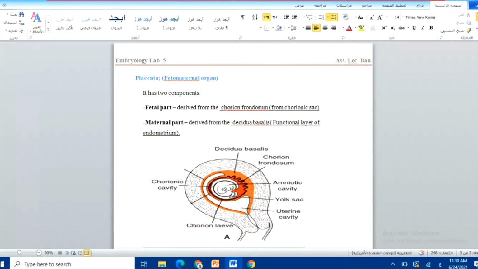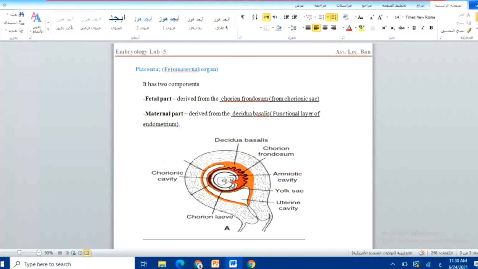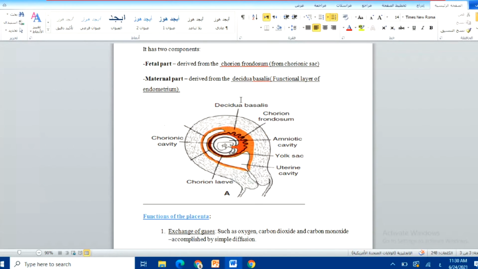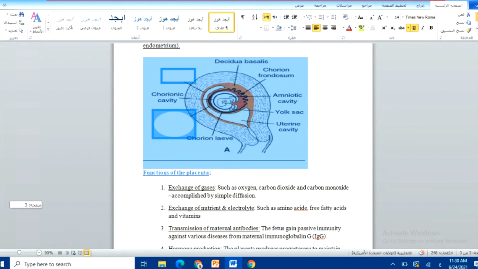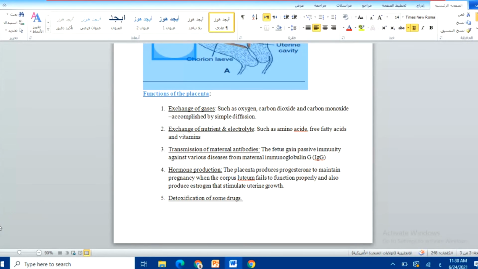So the functional layer of the endometrium that helps in the formation of the maternal part is called decidua basalis. This figure can be asked regarding the decidua basalis and the chorion frondosum. The functions of the placenta are clear: exchange of gas, exchange of nutrients and electrolytes, transmission of maternal antibodies, hormone production, detoxification of some drugs, and they are all clearly counted right here. Any question?